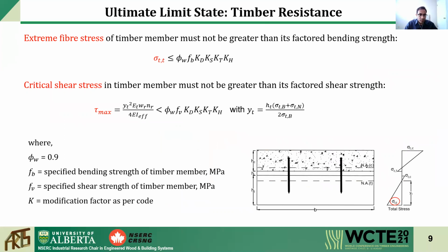So first of all, the extreme fiber stress of the timber member must not be greater than its factored bending stress. Similarly, critical shear stress in timber must not be greater than its factored shear strength. And we can check this from this presented equation, where Fb is the specified bending strength of the timber member and Fv is the specified shear strength of the timber member.